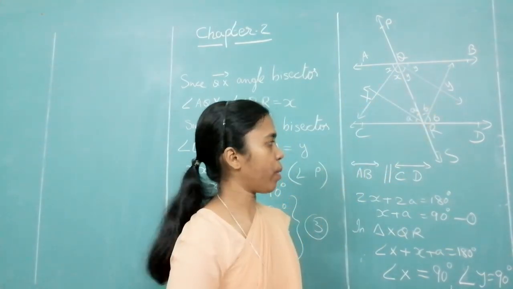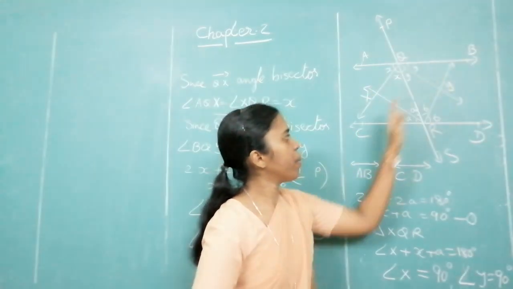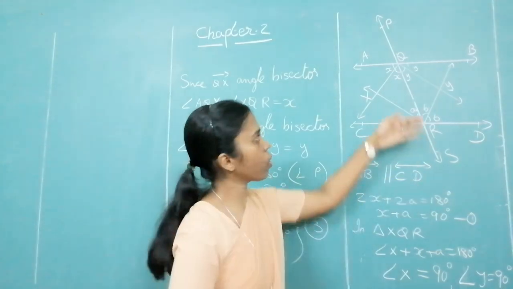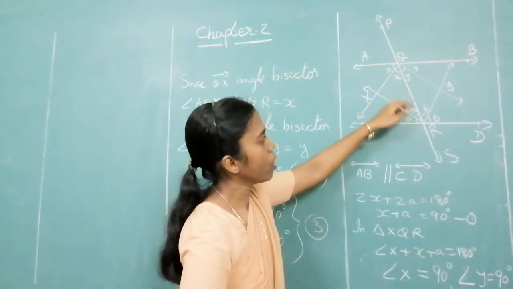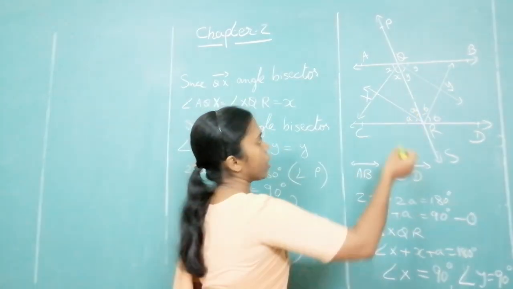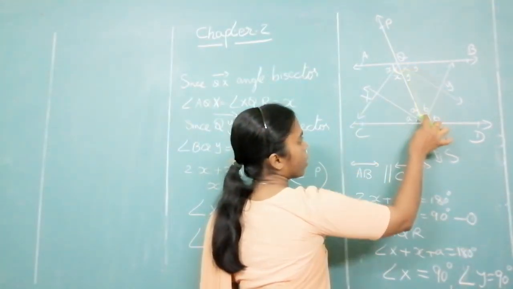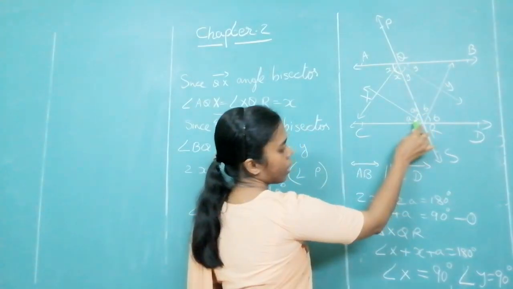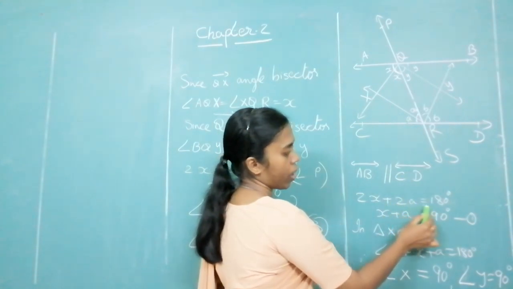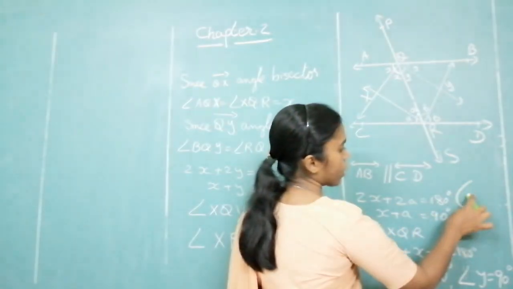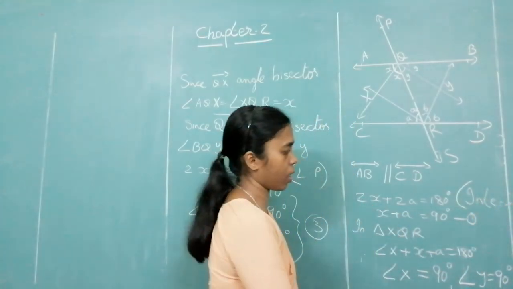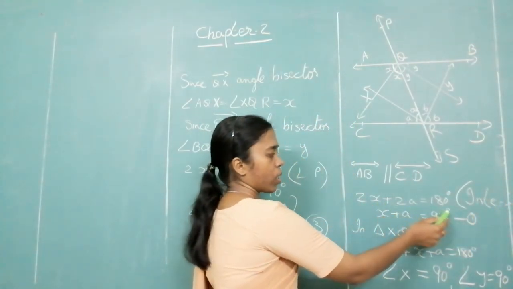Now, how do we go about it? We know that AB is parallel to CD. Look at AB and CD. What can I say about these angles? These are interior angles. What is the measure here? 2x plus 2a equal to 180 degrees. What is the reason? We will write the reason: interior angles.